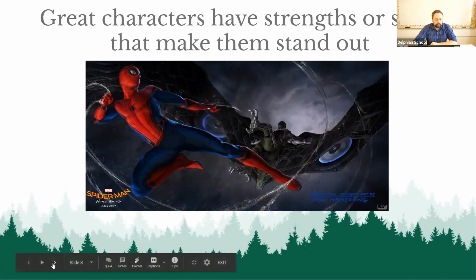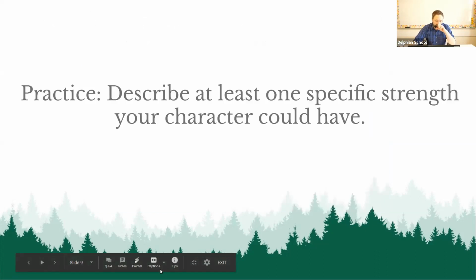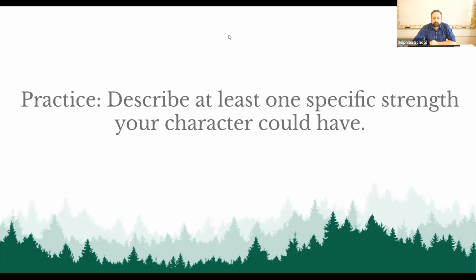Our next practice here is to describe at least one specific strength your character could have. What's one skill or strength that your character has that not everybody else has? What makes them different from everybody else?